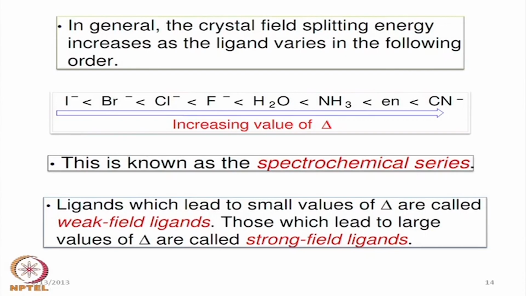So whenever they form a complex, they provide a very small delta value, and the corresponding electronic transition can also be correlated with that very small delta value for the complex. But in the case of the ligands which are on the right hand side of the series, such as en or CN minus, we will find that these lead to large delta values, and therefore they are known as strong field ligands. So we can now have two different types of ligands. One is the weak field ligand and another is the strong field ligand, and some of them will be in between. They are intermediate type of ligands.